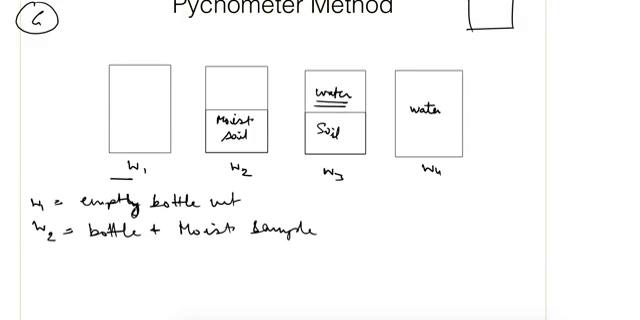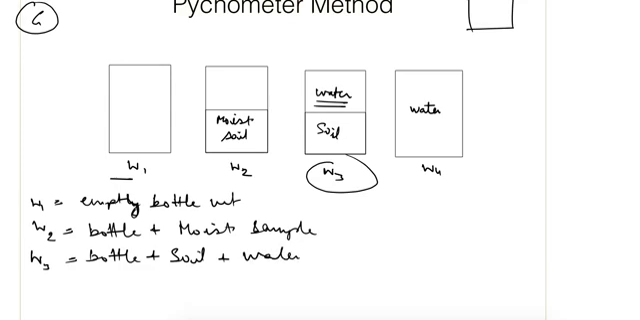W3 is the rest of the part in the bottle. We fill it with water, and some air may be there on the top. To remove that air, we can apply vacuum, or we can shake the bottle and heat it up a little so that the air goes out. After removing that air, we take the weight W3. So W3 is equal to the bottle plus soil plus water.